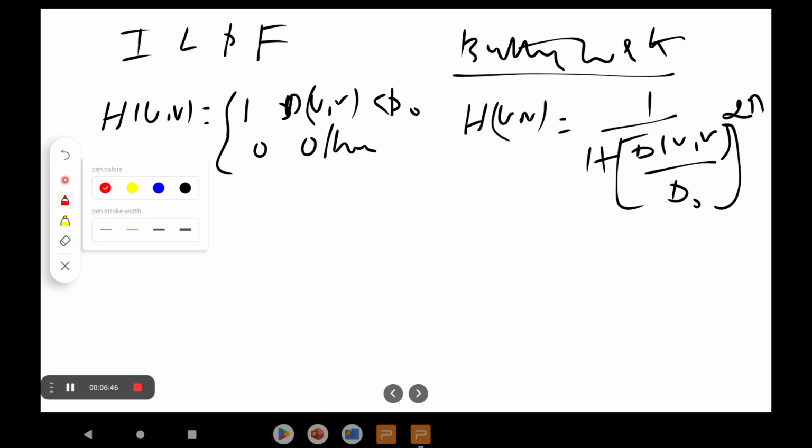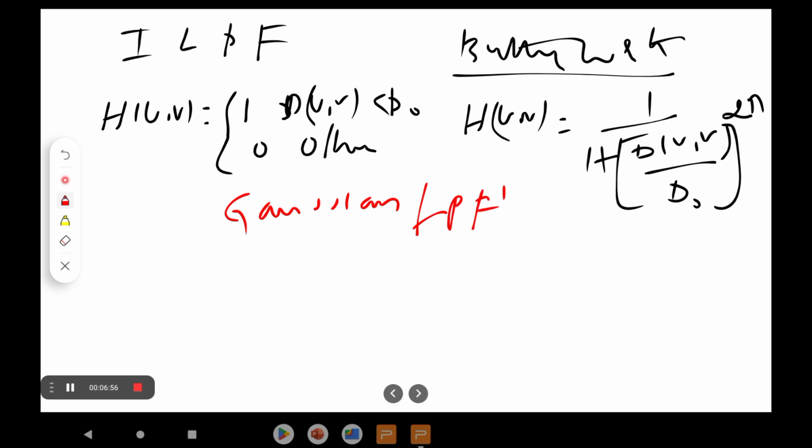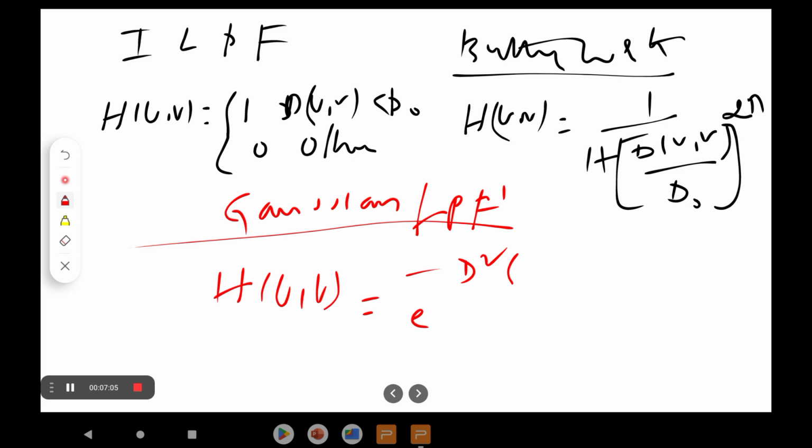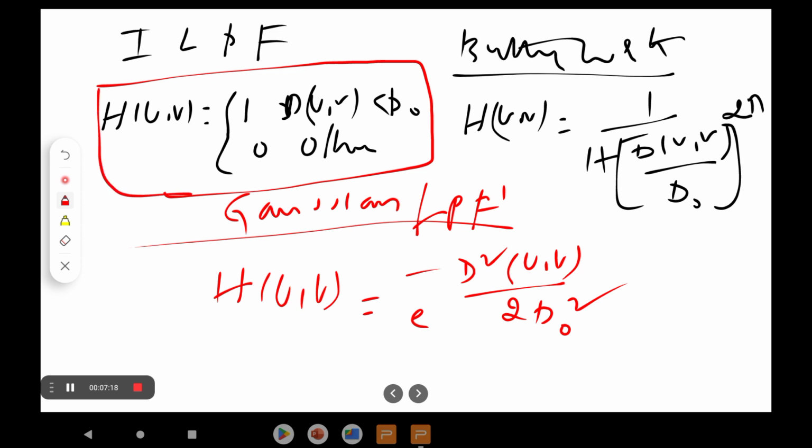As well as the third one is the Gaussian LPF, which is H of u comma v equal to e power minus D square of u comma v by 2 D naught square. So these are the three important equations, the first for the ideal low pass filter. In all three cases D naught is called the cutoff frequency, and D of u comma v represents the distance from the point u comma v to the center of the rectangle. That is a very important consideration.